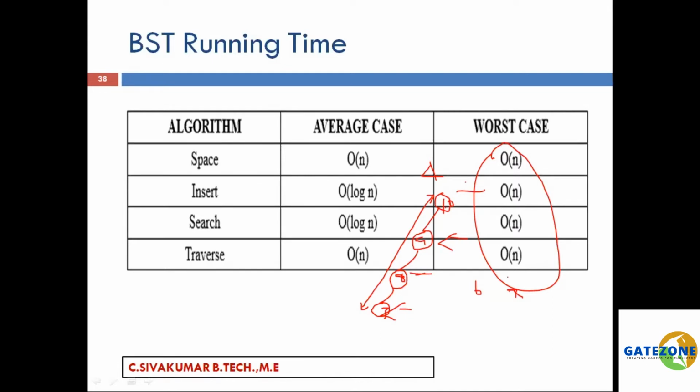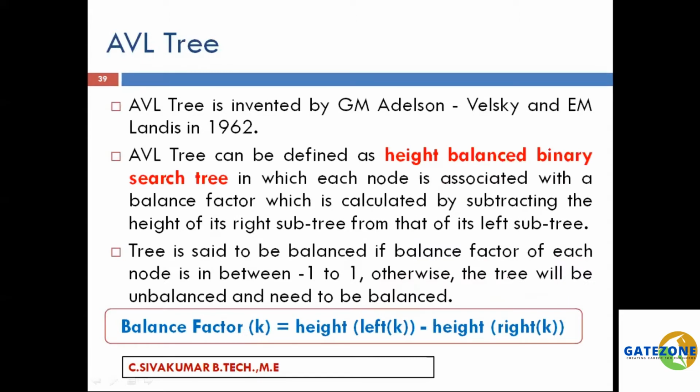So to avoid this worst case in binary trees, we are going for another kind of tree, known as the AVL tree. The AVL tree is also known as a height balanced binary tree. So the AVL tree is also a binary tree. It is height balanced. How do we find whether it is height balanced? Based on a factor called the balance factor. Based on the balance factor we decide whether the tree is height balanced or not.